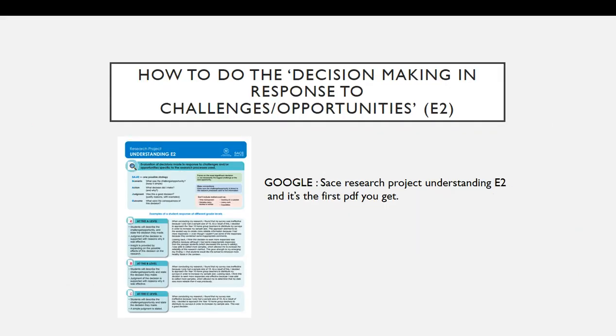Okay. Now, to help you with this decision making in response to challenges and opportunities, SACE have produced a very, very good worksheet. Now, I've given you the link in one of the Word documents, but if you want it now, all you have to do is tap it into Google, and I've just said to you here, SACE Research Project Understanding E2, which is the performance standards it relates to, and it's basically the first PDF you get. It's really, really good, and I would totally and absolutely recommend it.